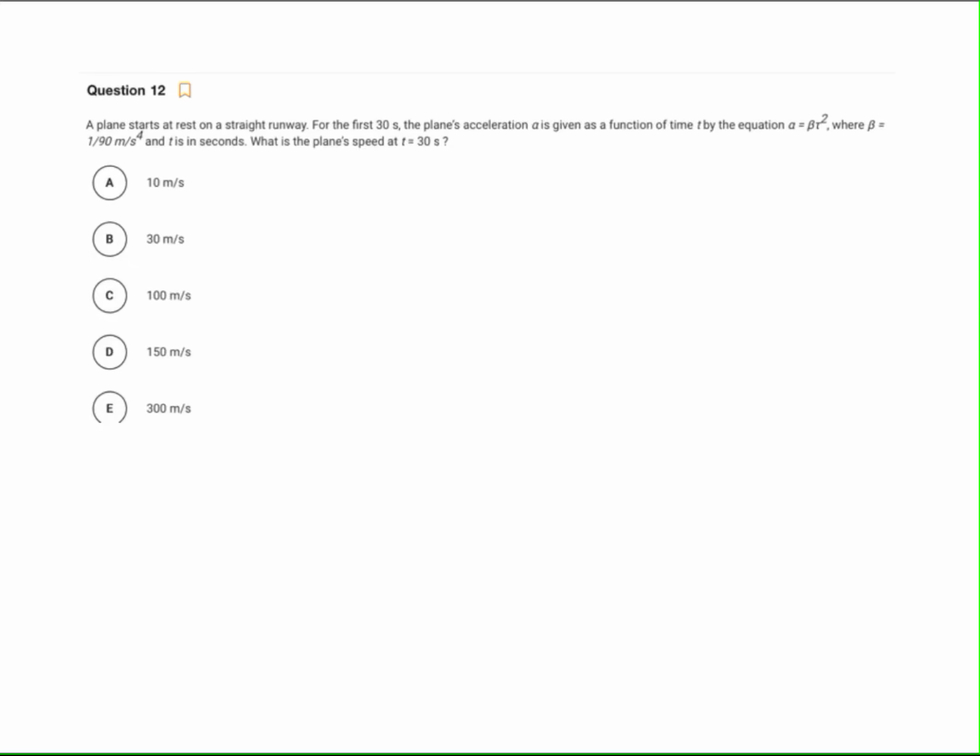Next one. A plane starts at rest on a runway. For the first 30 seconds, the plane's acceleration is given by a function. So they give us acceleration is beta t squared. They tell us what beta is, which we'll get into in a minute. What is the plane's speed at t equals 30 seconds?